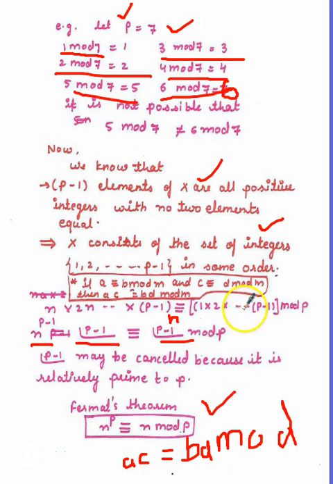N raised to the power p minus 1 is congruent to 1 mod p, or n raised to the power p is congruent to n mod p. Now we will check how Fermat's theorem is used with the help of an example.